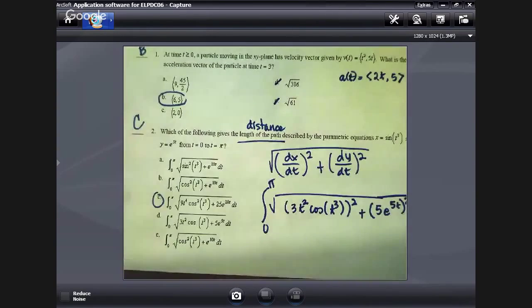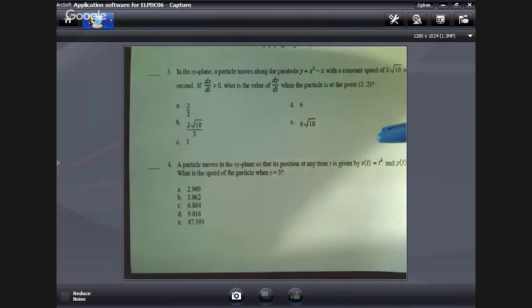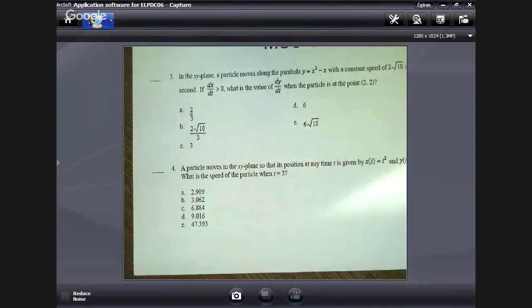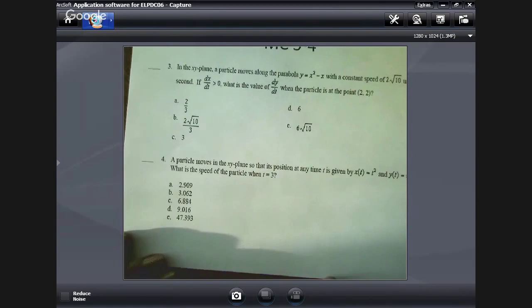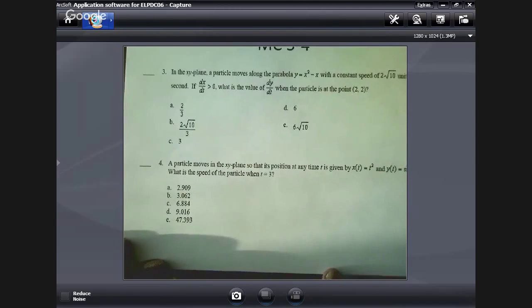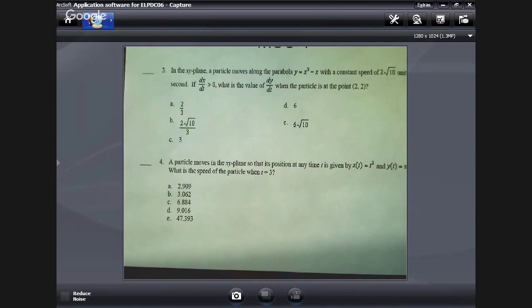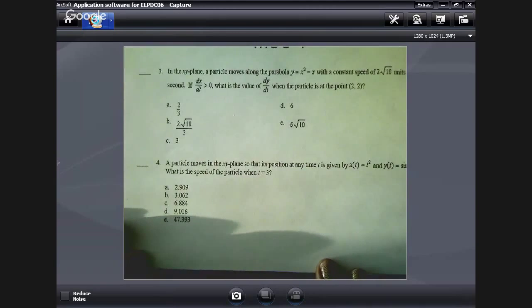Right, that's the end of 1 and 2. Let's look at 3 and 4. In the xy plane, a particle moves along a parabola. The parabola is the path of movement with a constant speed of 2 square root of 10 units per second. If dx/dt is greater than 0, what's the value of dy/dt when the particle is at the point (2, 2)?